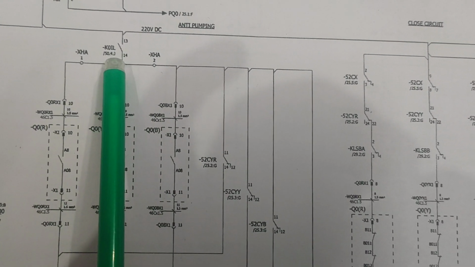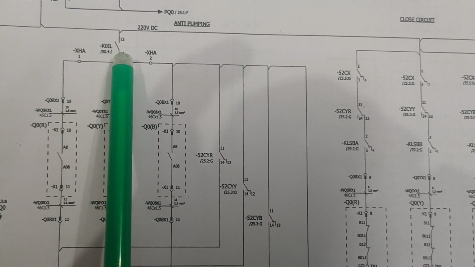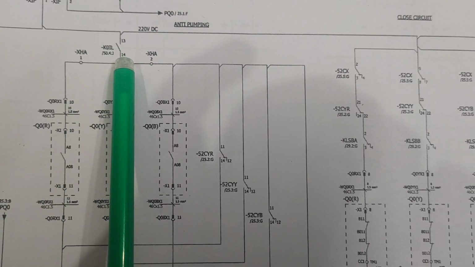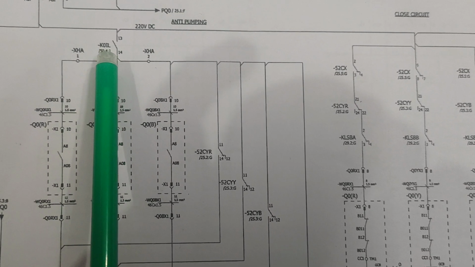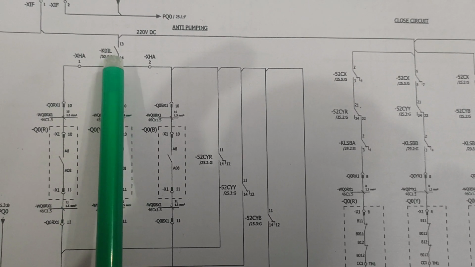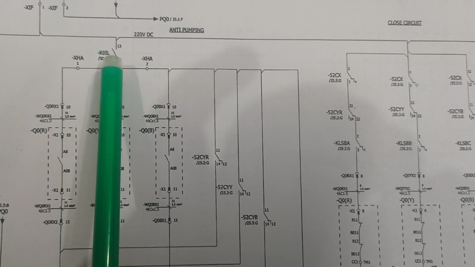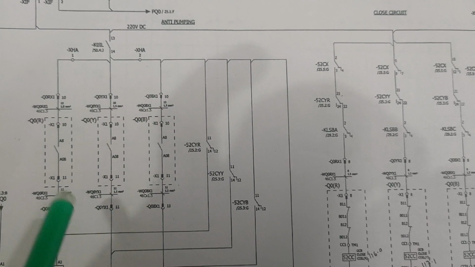Here a KOIL contact is given, and this is the normally open contact, NO contact. KOIL means interlocking. This is an interlocking. KO and IL is the interlocking coil present in the diagram.